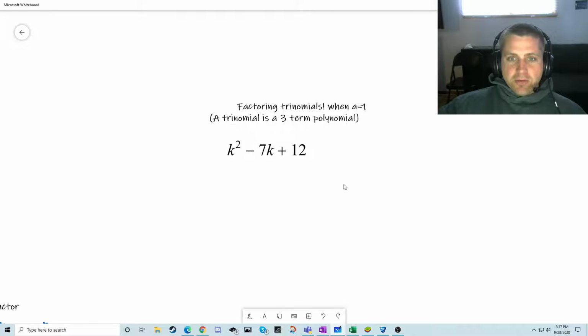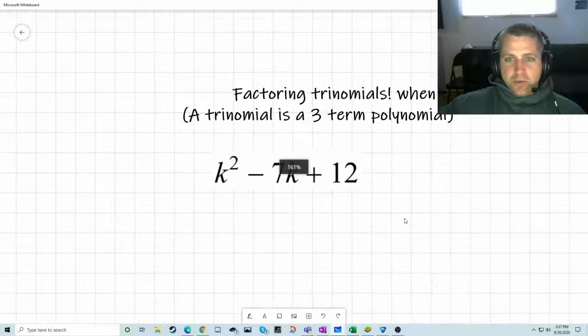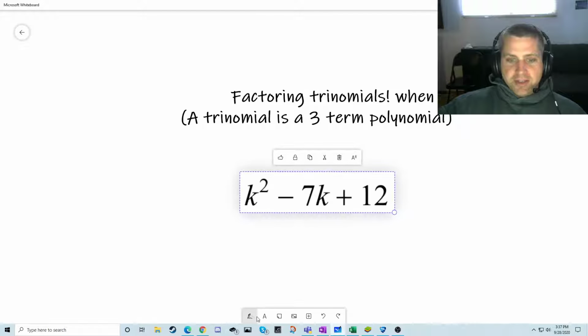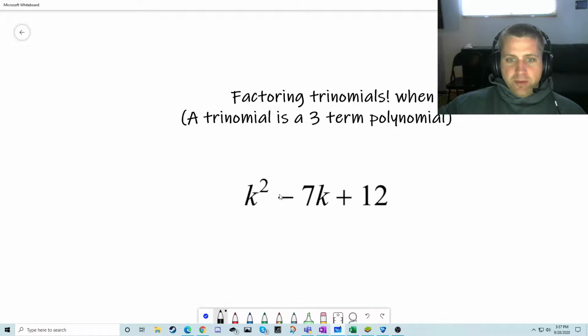Hey everybody, we're talking about factoring trinomials when a equals 1. A as in the A, B, C, the coefficients A, B, C. It doesn't look like there's anything in front, but if you don't see anything on a variable, it means there's a 1 hidden there. So A equals 1. That means this is the condition for this factoring to work. If A does not equal 1, this stuff does not work.